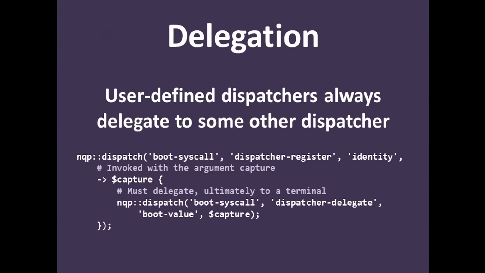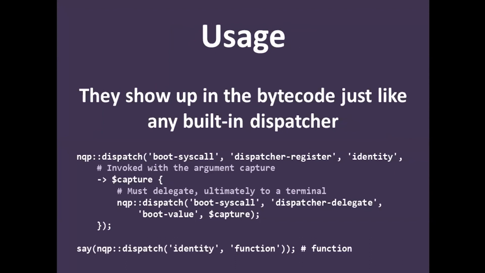Every user-defined dispatcher should ultimately delegate to some other dispatcher. And in this case, I'm just going to delegate to boot value. So you can see I'm doing a boot syscall. I'm saying the syscall is dispatcher delegate. Then it has boot value there, which is the name of the dispatcher I want to delegate to next. And I'm just passing the capture along. And boot value is the identity function. So all I've done here is wrapped up the identity function in another dispatcher. And yeah, that's not very useful yet. That's how we call it, by the way. So if you do an NQP dispatch after registering this, we can already use that dispatcher straight away.